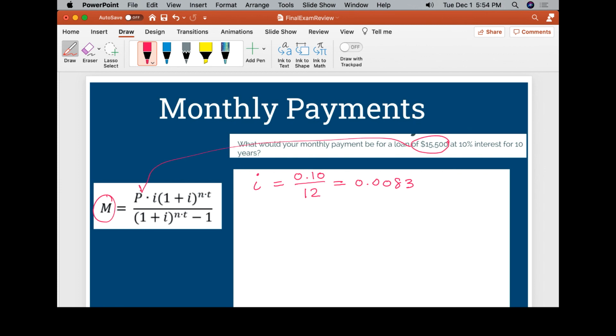15,500 is going to be our P. 10 years is going to be our T. And then we just said our n was 12, right? This is going to be monthly, so n is going to be 12. So let's take all these pieces now and very carefully put them in the calculator.